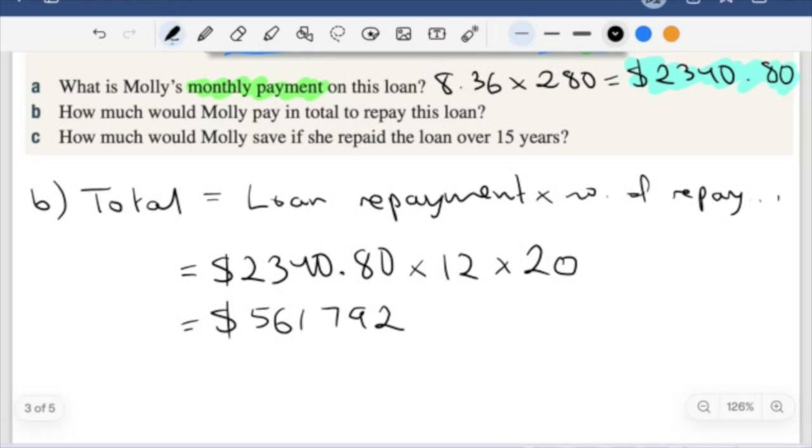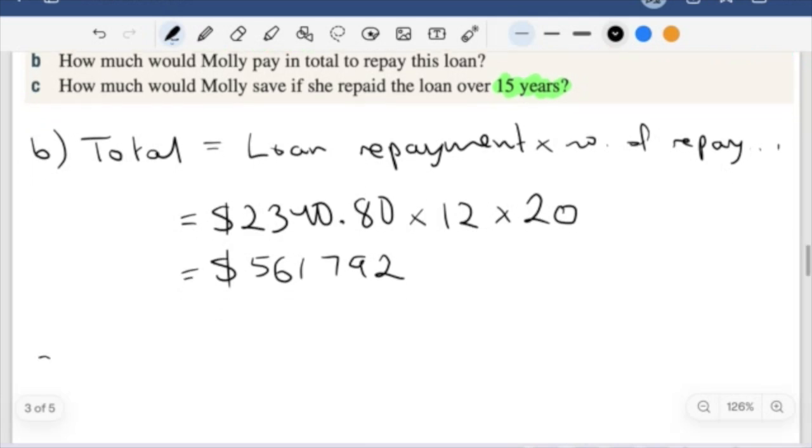Okay, so part C says, how much would Molly save if she repaid the loan over 15 years? So, as with most things that we've talked about earlier in this series, if we repay our loan in a shorter amount of time, it's pretty likely that we're going to be paying less interest, and as a byproduct of that, a less total amount in general. So this question is just asking us to compare this.